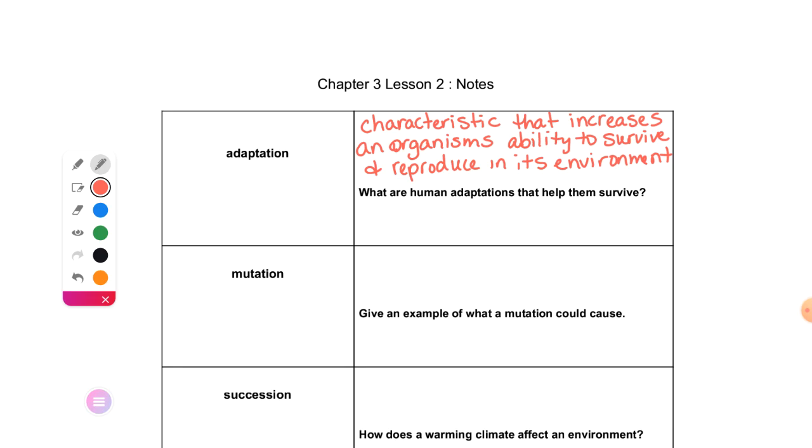Give you a second to get that down. So yesterday we kind of skimmed over that and we said it helps it survive. Why is it also important that it has to be able to reproduce? Kinley? So its species doesn't go extinct. Yeah, so its species doesn't go extinct. So if it's not able to survive, then it can't reproduce, but it's a characteristic that increases an organism's ability to survive and reproduce in its environment.